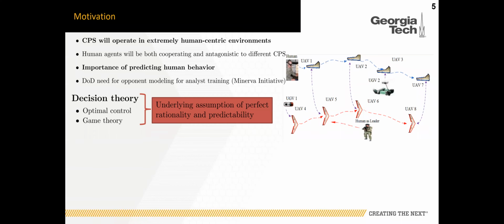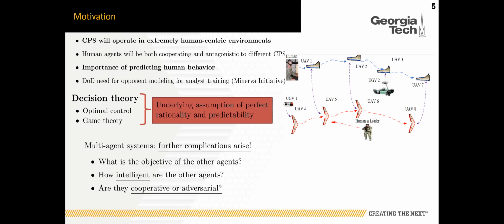But of course, all these equilibria assume perfect rationality, and this makes for predictability. And also sometimes computing Nash equilibria or Stackelberg equilibria is computationally infeasible. Also, in multi-agent scenarios, we want to see what is the objective of the other agents, what is the intelligence of the other agents, and if they're cooperative or adversarial. So bounded rationality will help us answer these three questions.